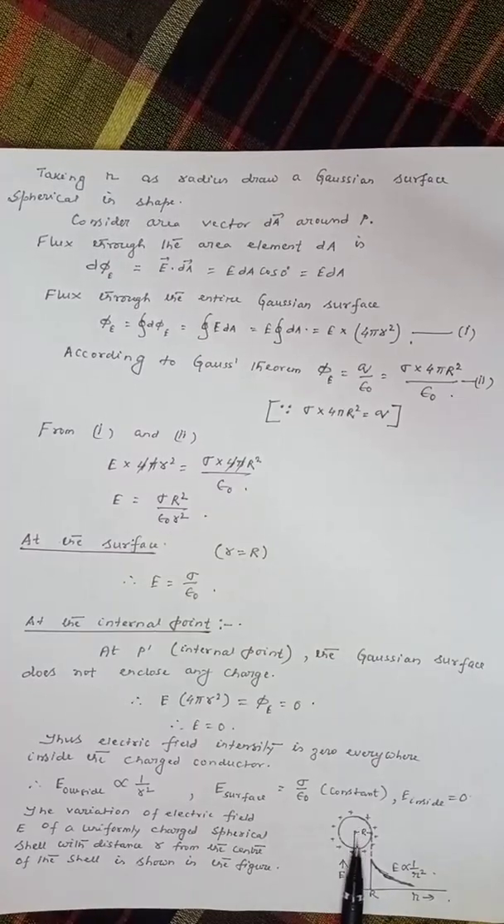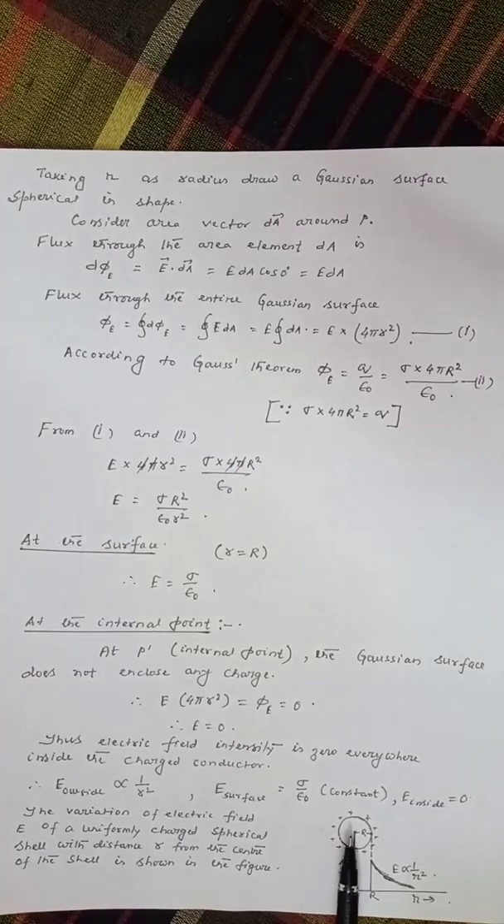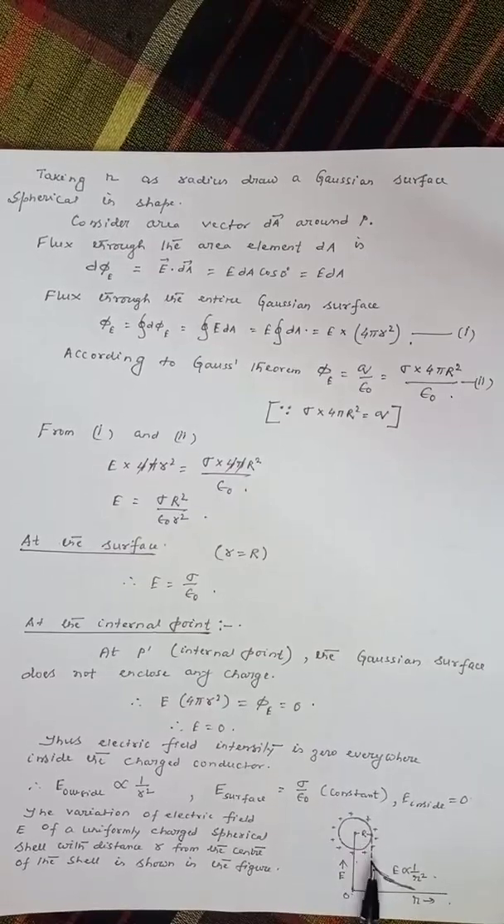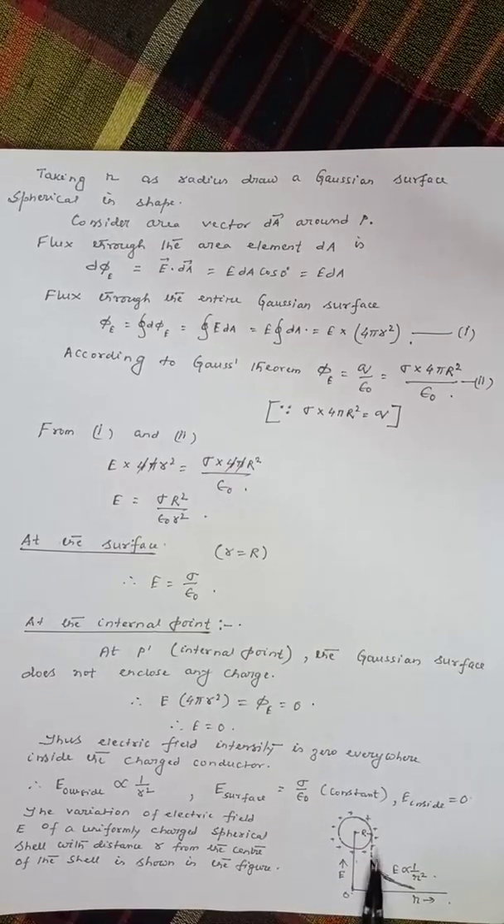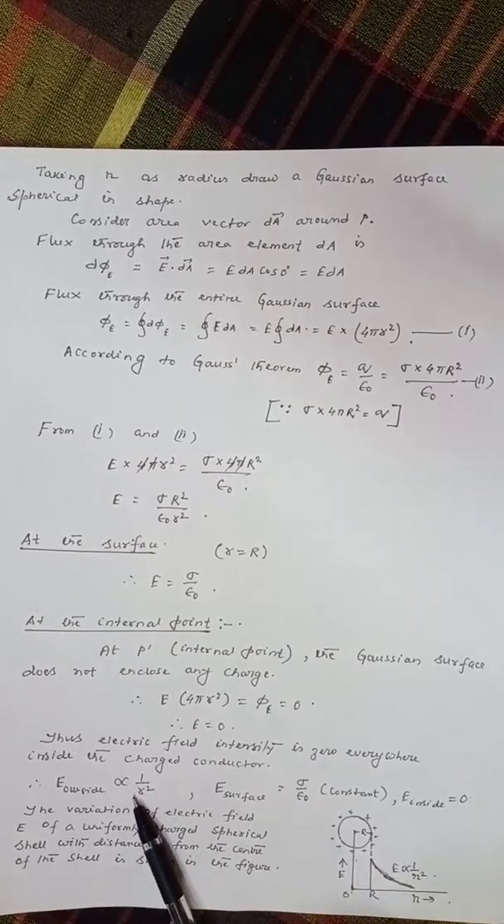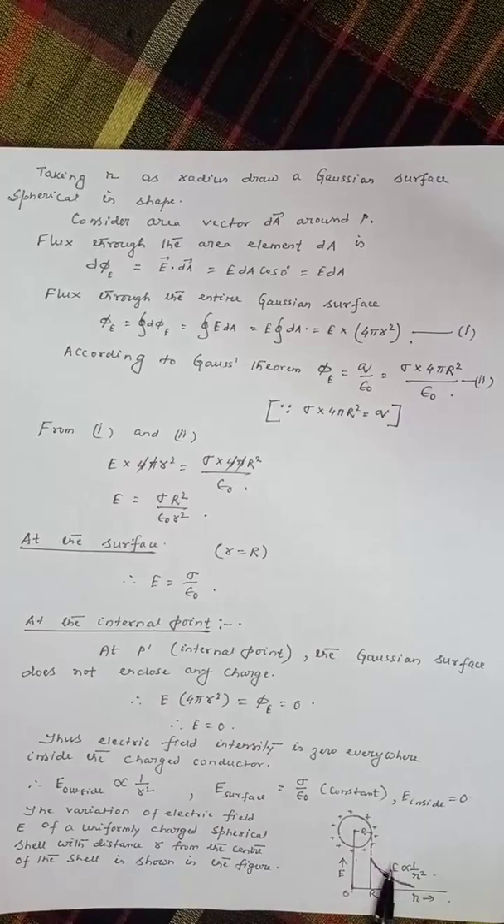Here you can see the y-axis represents electric field, and the x-axis represents distance. So at the surface, we are getting the value of electric field maximum, which is sigma by epsilon naught, and as you go away from this surface, this condition is satisfied, that is, electric field E is inversely proportional to r square.